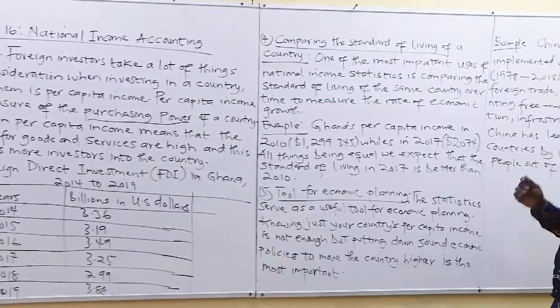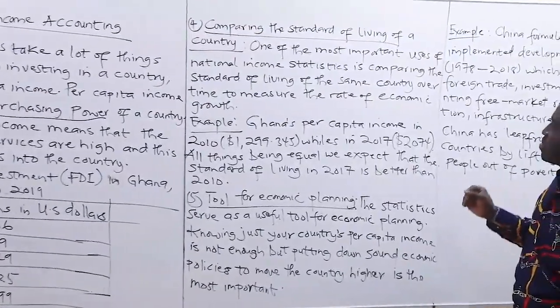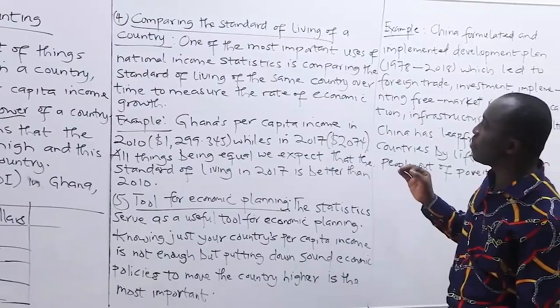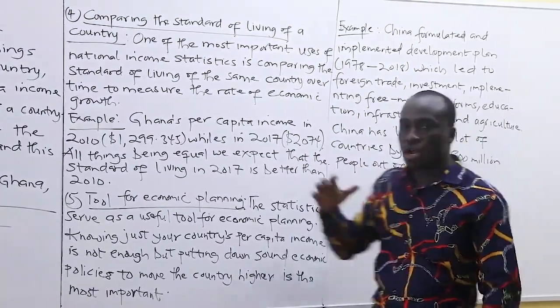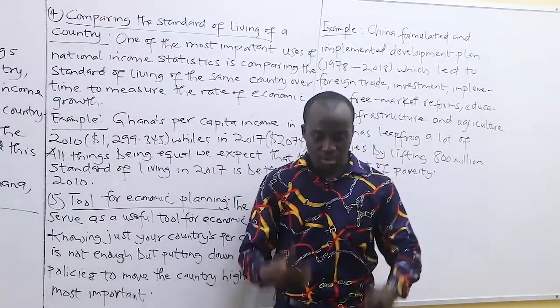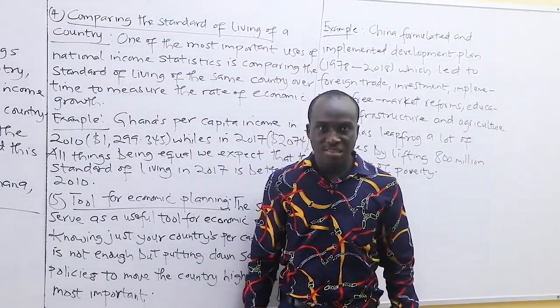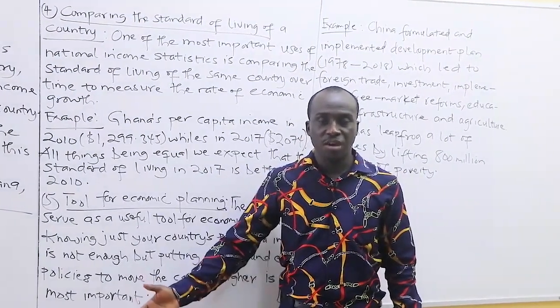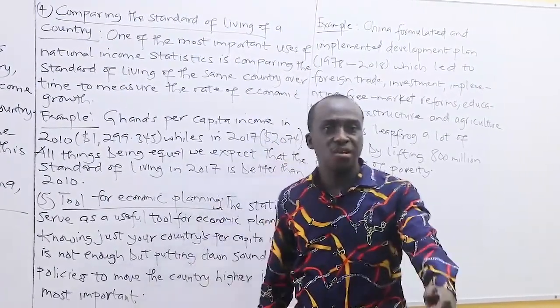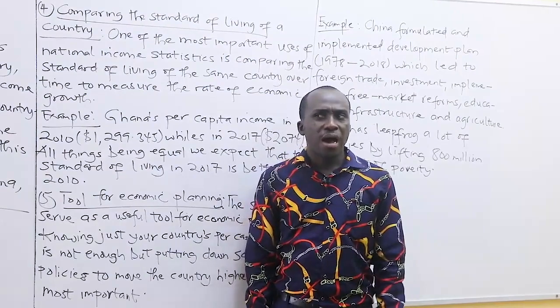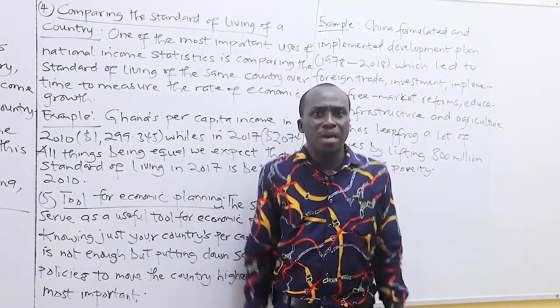One of the most important uses of national income estimates is comparing the standard of living of the same country over time to measure the rate of economic growth. For instance, Ghana, by March, will be 65 years old in 2022. You can compare from 1960 to 2022. Has Ghana improved? How can we know? Per capita income.